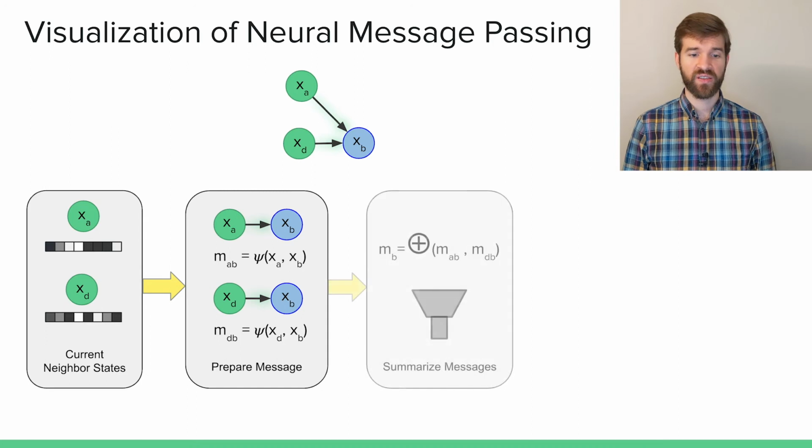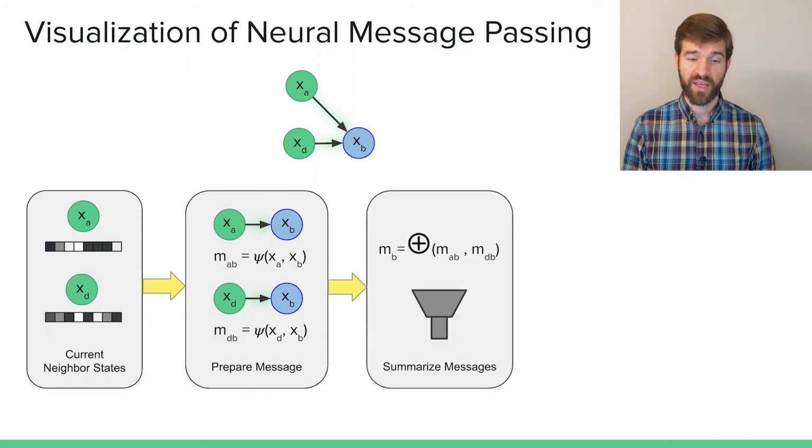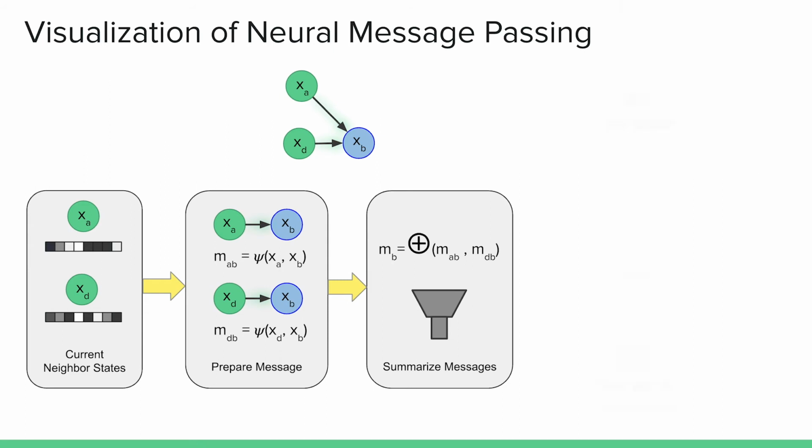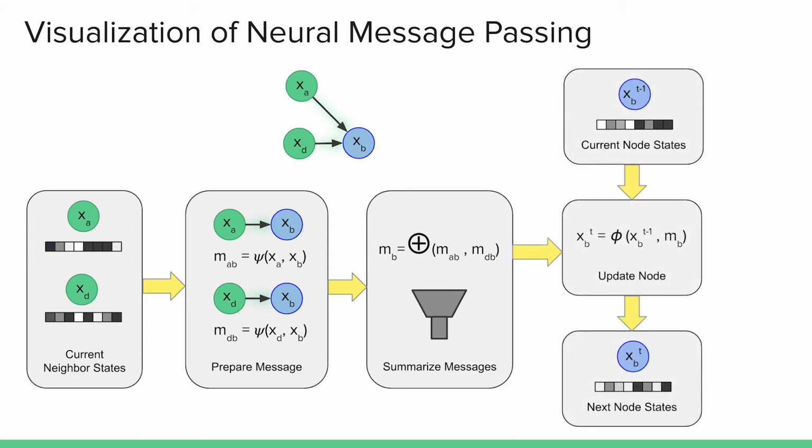So these two messages then are being summarized by some function, for example, a sum or a mean. And once we have this, we take the current state of the node XB at a time step t-1. We process that together with the aggregated message that we've received from all of our neighbors, and then we arrive at the next node state.